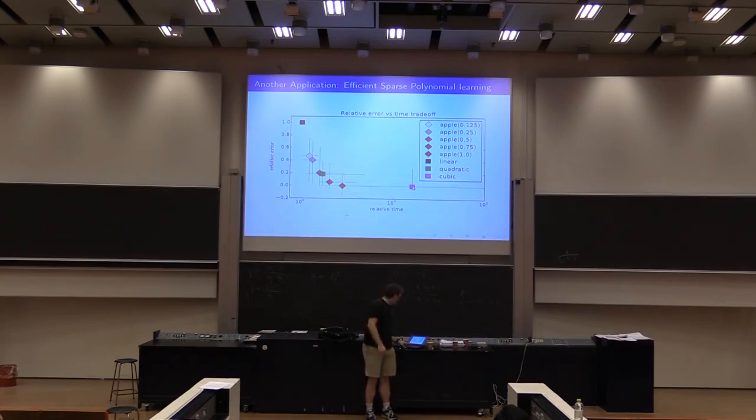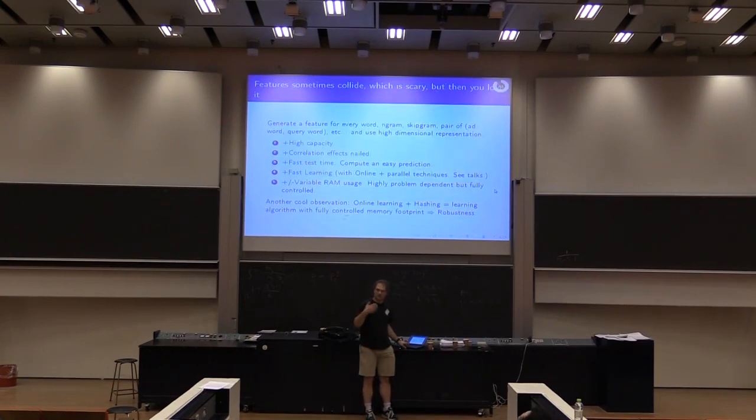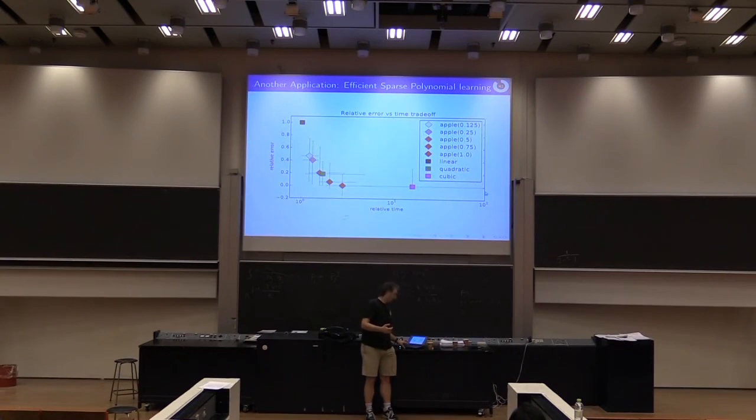So these are quantiles. I think this is the 10th quantile and the 90th quantile is out here. So there are times when this causes you to spend 100 times more computation, which is painful.